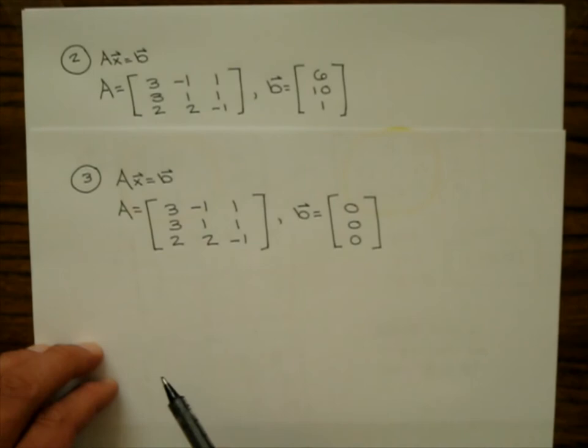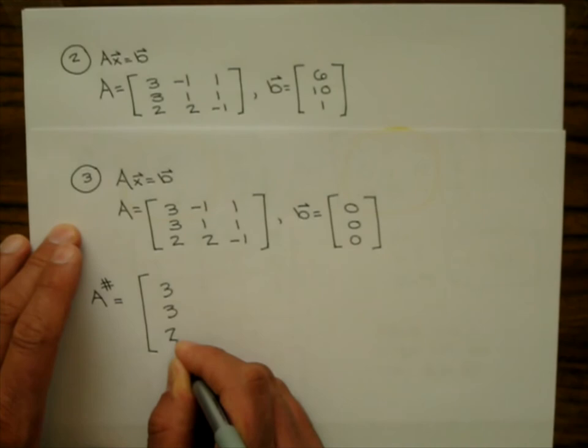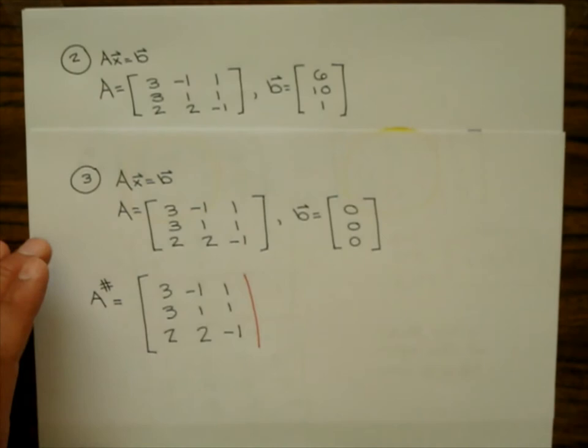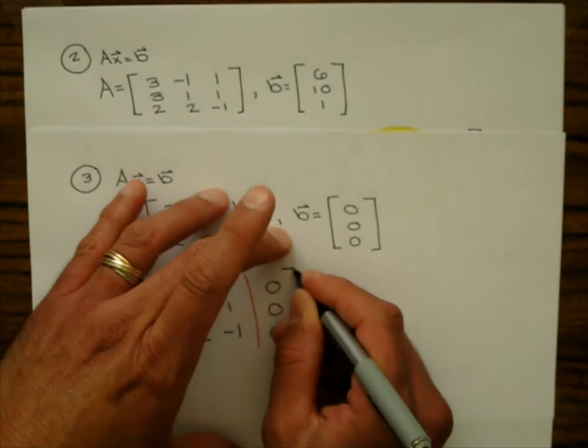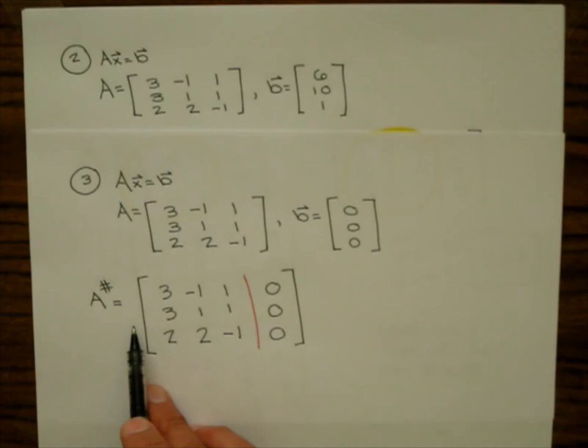So the way you would start off on this one is A augmented, we would write out 3, 3, 2, -1, 1, 2, 1, 1, -1. And then I'll go ahead and put the line there and put 0, 0, 0. Well, don't you know that when you do any row operation on this augmented matrix, you might say, like, 3 times row 3 minus 2 times row 2, not that I would do that one, gives me the new row 2.